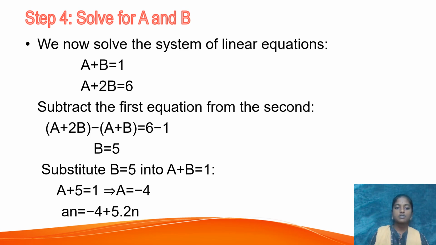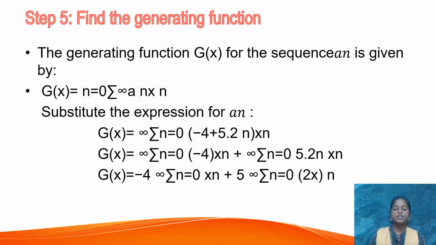So a(n) = -4 + 5·2^n. Step 5, to find the generating function. The generating function g(x) for the sequence a(n) is given by g(x) = sigma n = 0 to infinity of a(n)·x^n. Substitute the expression for a(n): g(x) = sigma n = 0 to infinity of (-4 + 5·2^n)·x^n.